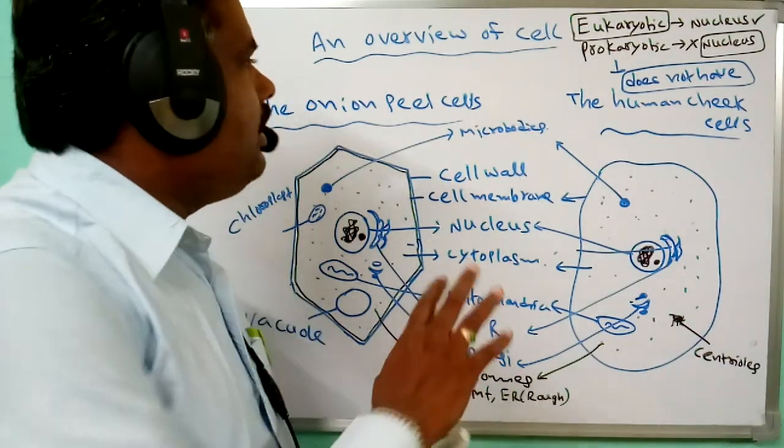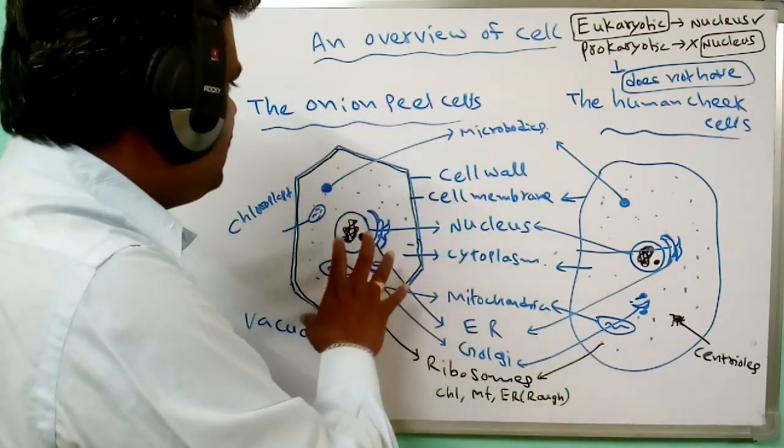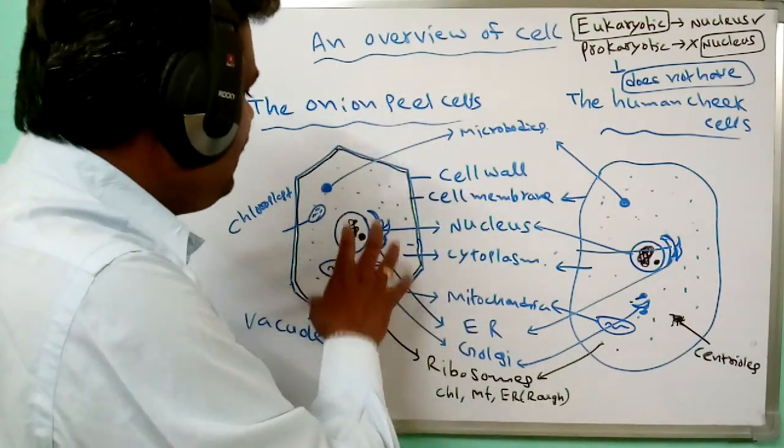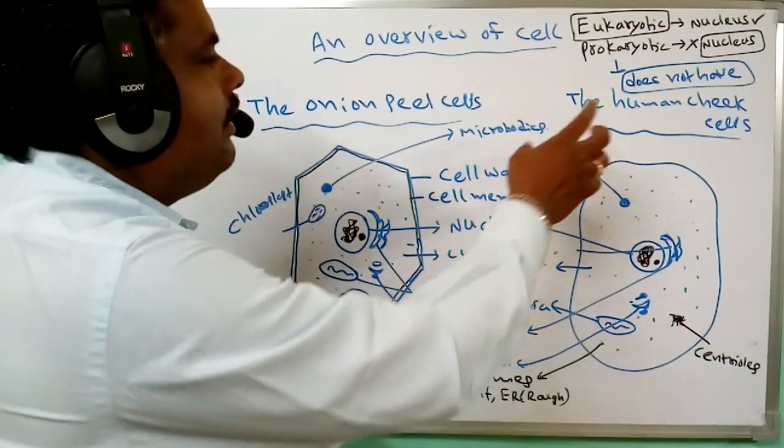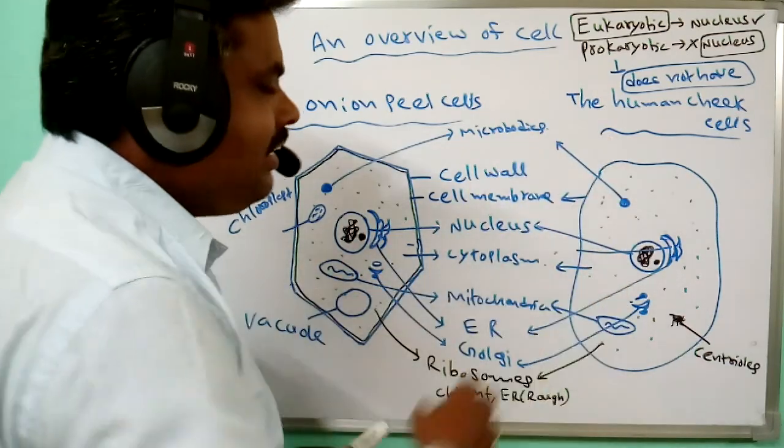So this is the structure which is present in the onion peel cell, that is a typical plant cell, and the human cheek cell, which is a typical animal cell.